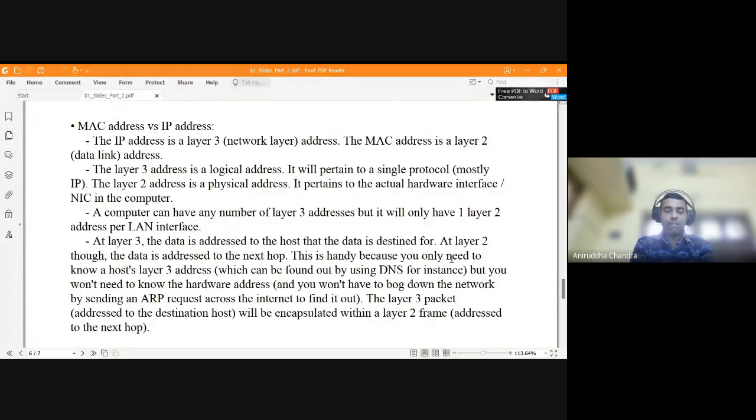But suppose there is a mechanism that Amazon can deliver to me directly without bothering about whether I'm in the office or at home, then it will be nice. So that's the difference between layer 2 and layer 3. But if such a possibility is not there, then there is only one option, that is to use ARP, or address resolution protocol.